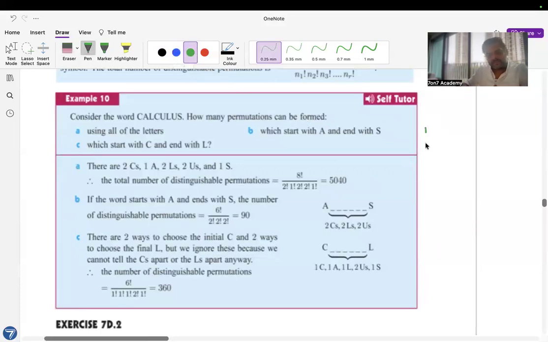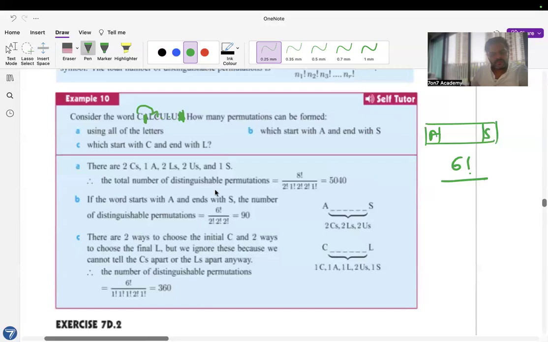Okay, start with A and end with S. Agree? So out of that, what remains? Start with A. So how many are there now remaining? This A gone and this S gone. So now you have 1, 2, 3, 4, 5, 6. So 6 factorial. Out of that, you find out those are similar ones. You have to find out and then divide it.